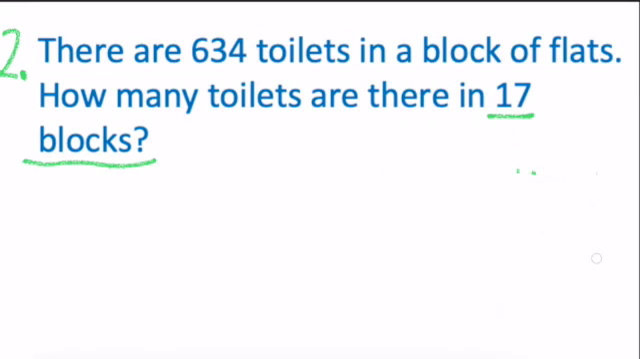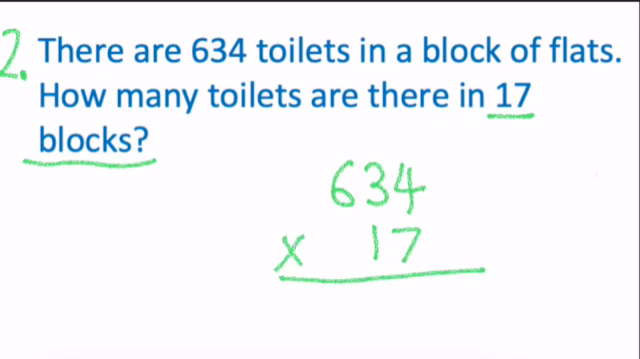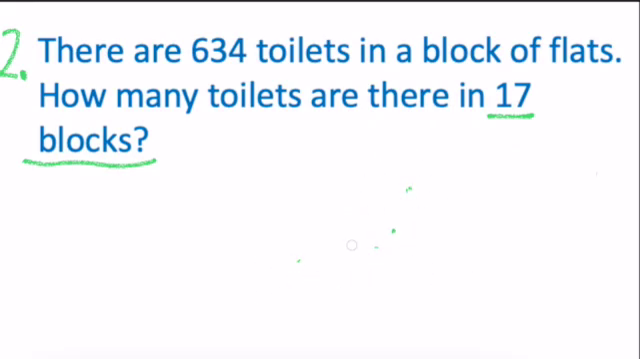Okay, welcome back. So I've got the number 634. And I need to work out what 17 times that number is, because each block of flats has 634 toilets, and there's 17 of them. So it's a multiplication. It's 17 times 634. I'm just noticing already I'm going to run out of space. So let me just move that up to the top.